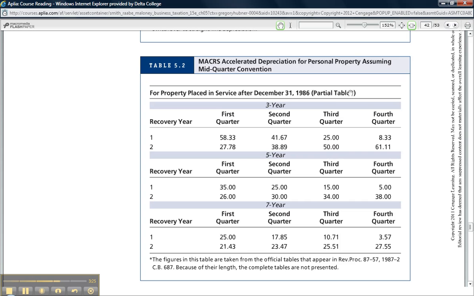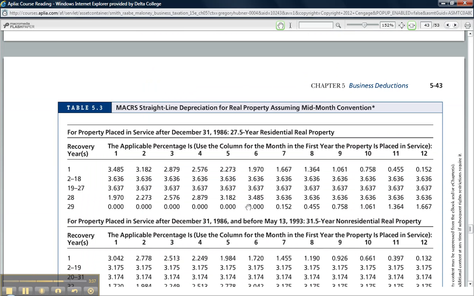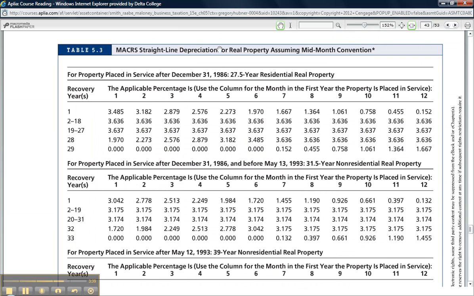So this is just a partial table. Normally there would be all of the recovery periods in here for 5-year property. That would be 1 through 6 here. And you just keep using this mid-quarter table for every year of an asset's life. Then we have straight line for real property. It assumes the mid-month convention. You have residential property right here.